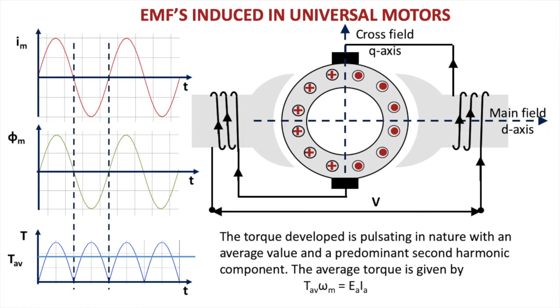So both positive, the torque is positive; both negative, again the torque will be positive. Therefore there will be an average component, and over that there will be a superimposed second harmonic component. So the torque developed is pulsating in nature with an average value and a predominant second harmonic component. The average torque is given by omega t is equal to EA, the same equation we use for DC motors.